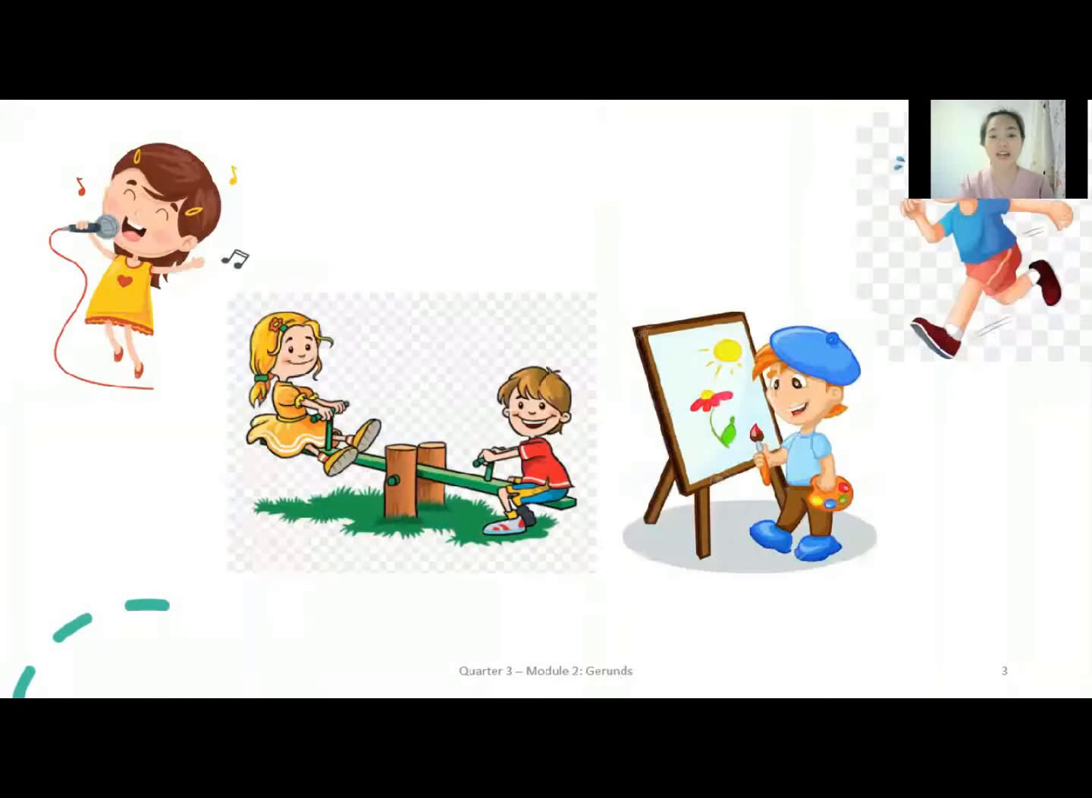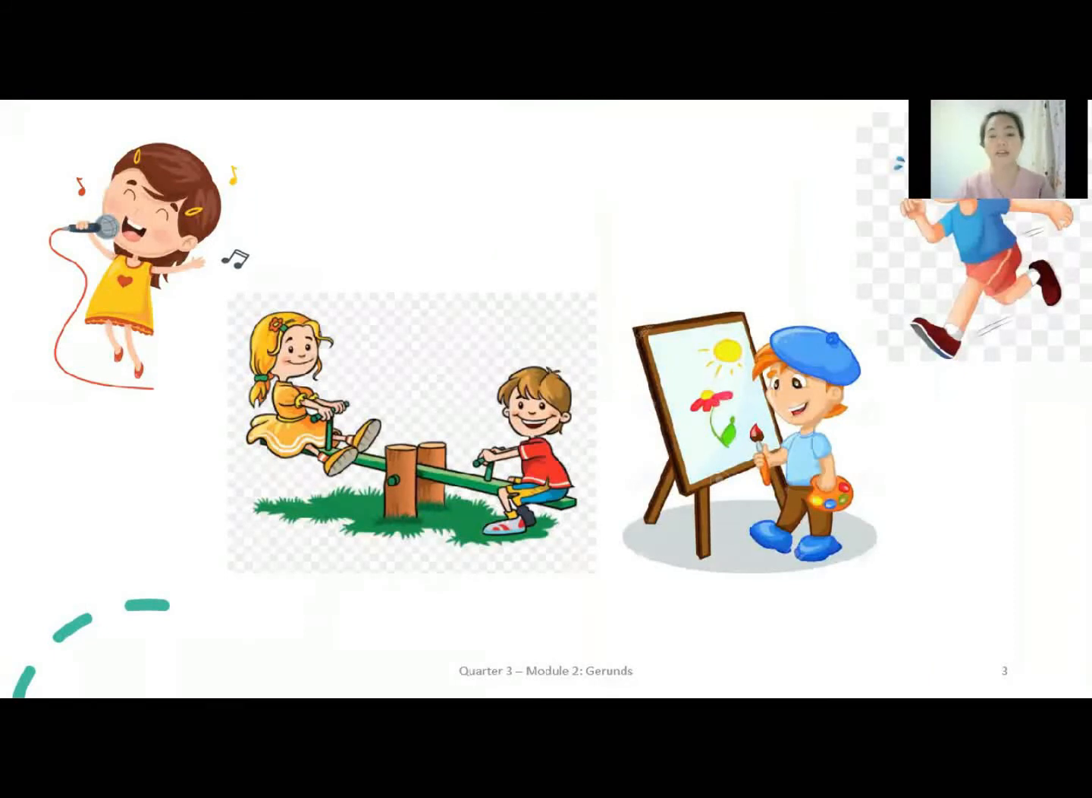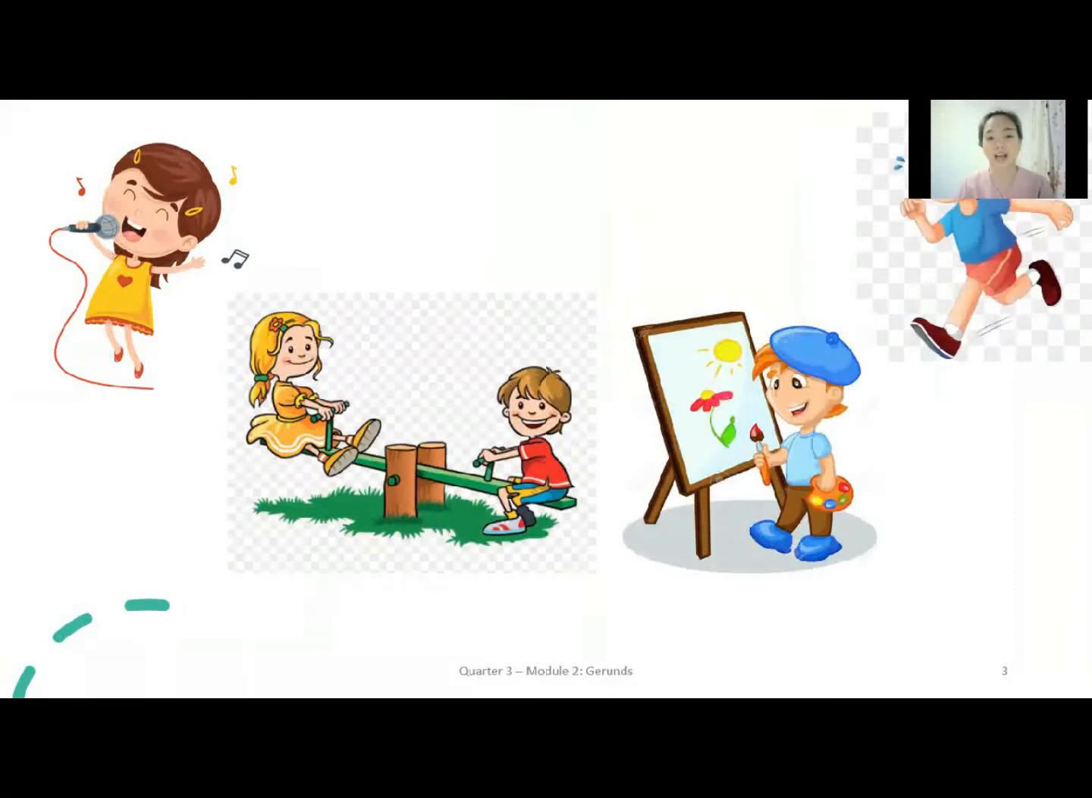On your screen, I will show you 5 different activities being done by different children. You're going to observe and notice what actions they are doing. So can you please identify each of them from left to right?